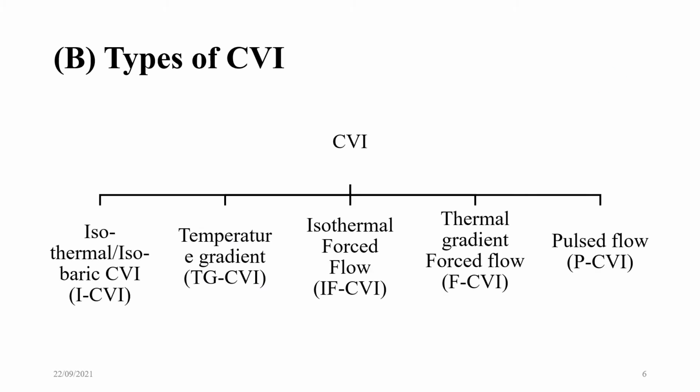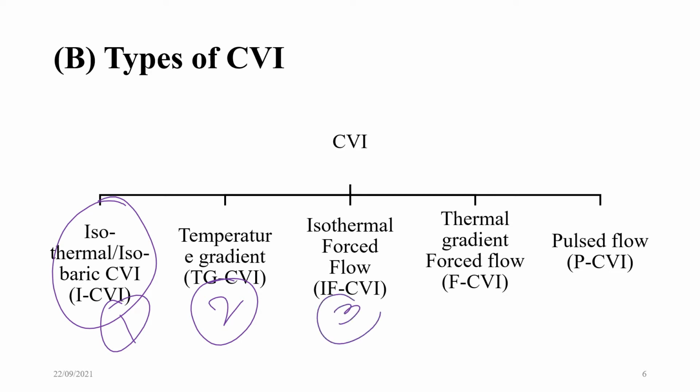So what are the different types of CVI? The isothermal or isobaric CVI, which is also called ICVI. Then the temperature gradient CVI. Then isothermal forced flow CVI, which is IFCVI. Thermal gradient forced flow, that is FCVI. And finally pulsed CVI or PCVI.